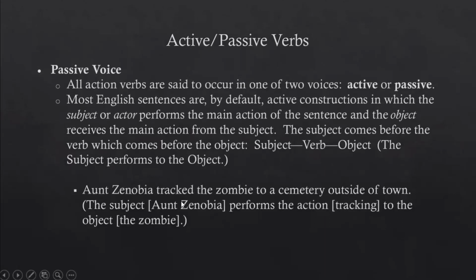So here's an example. Antonobia tracked the zombie to a cemetery outside of town. That is an active voice sentence. The subject here, Antonobia, is performing the action of tracking for the object, the zombie, right? Antonobia tracked. Subject, simple verb, past or present tense.